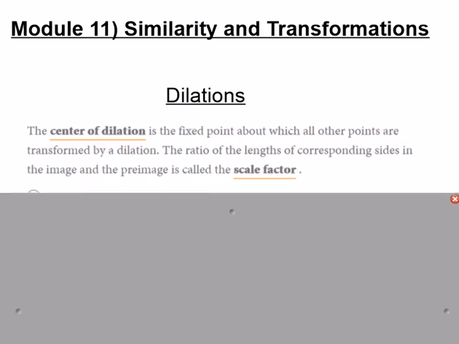A dilation starts from a center of dilation, which is a fixed point, and basically your polygon would either expand or shrink based on a scale factor. Scale factors that are greater than 1 mean that your polygon would get bigger. A scale factor that's between 0 and 1 would cause your polygon to shrink.